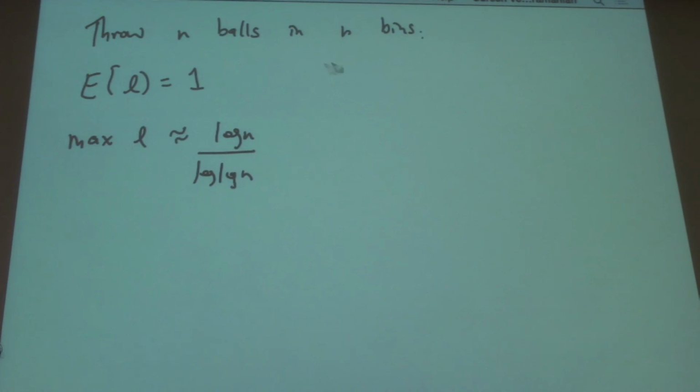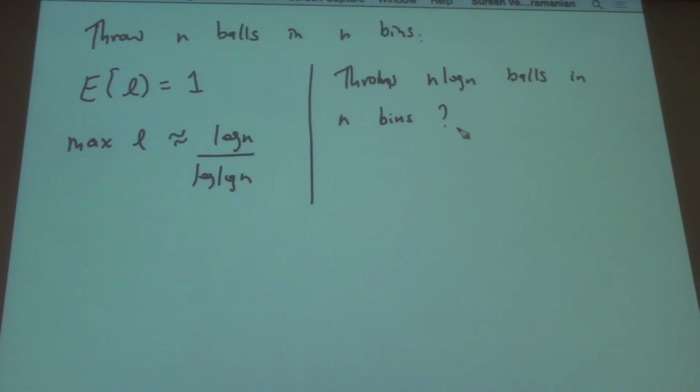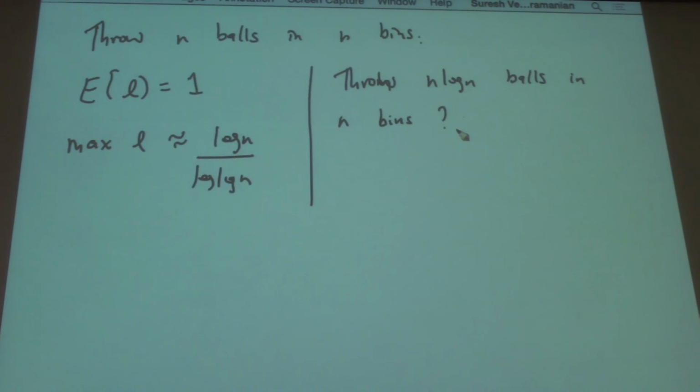Suppose I now throw n log n balls in n bins. What is the expected load per bin? So I have n log n balls, I'm throwing them in n bins. What is the expected load I'm going to see per bin? Expected load is easy. It's not a hard question.